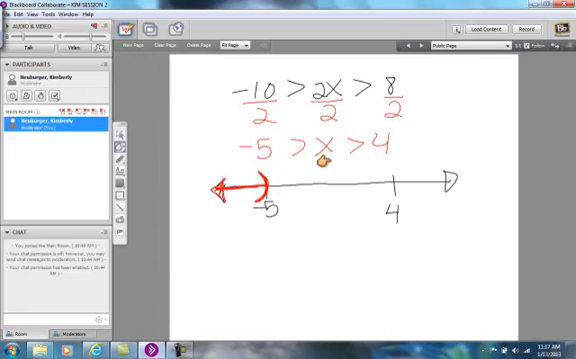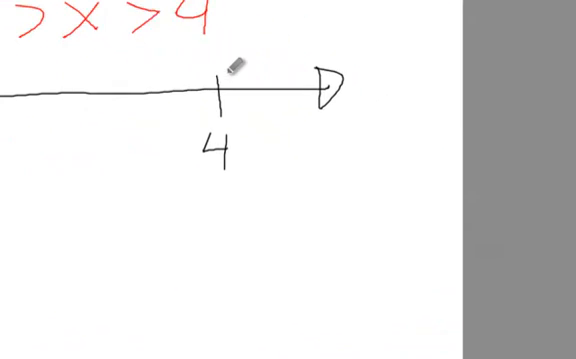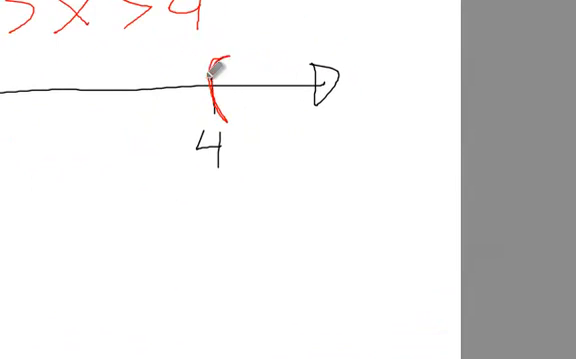Looking at the other part of the inequality, notice it says that x is greater than 4. Well, right here, 4, to be greater than 4, you go this direction. So since we don't have a line under the inequality, we're going to do a round bracket at 4, and we're going to shade everything this direction.